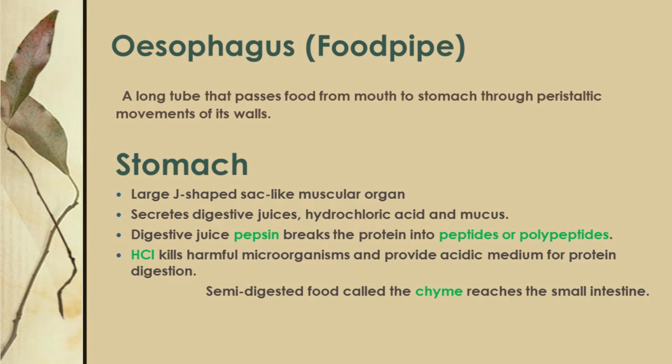Next, after the mouth, food reaches the stomach through a long tube. That tube is known as the esophagus. How does food reach from the mouth to the stomach? The main role is played by the esophagus. Now, what does the esophagus do?